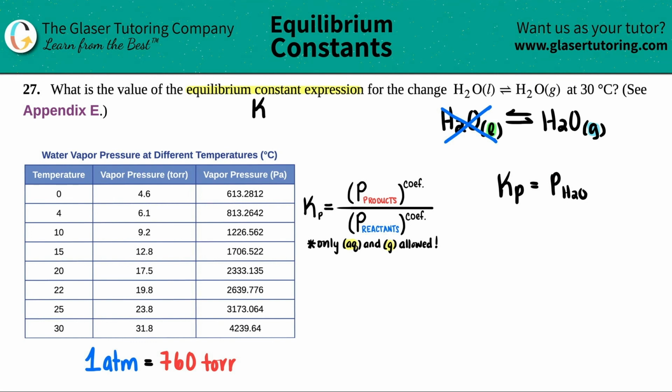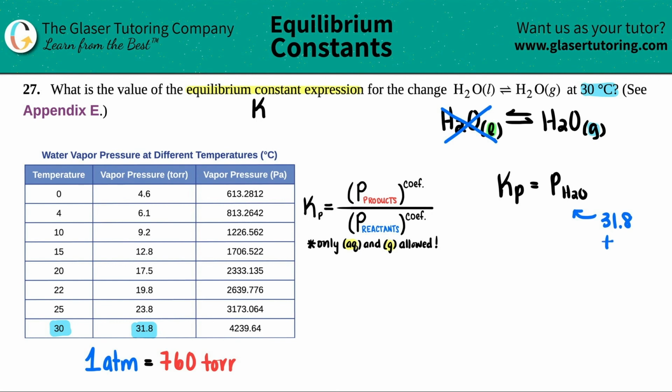Now, that's where we've got to go to Appendix E. So I'm going to look over here. They told me that it's at 30 degrees Celsius. So here's 30. And I'm going to take the vapor pressure in torr. So it seems like this is 31.8 torr.